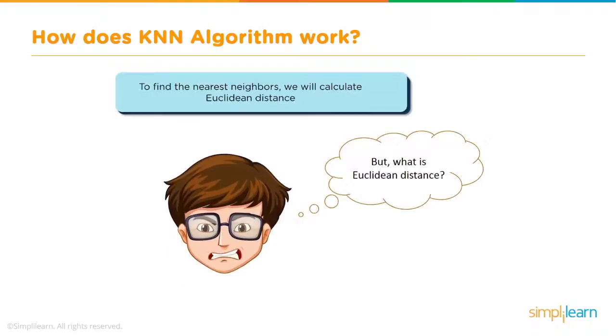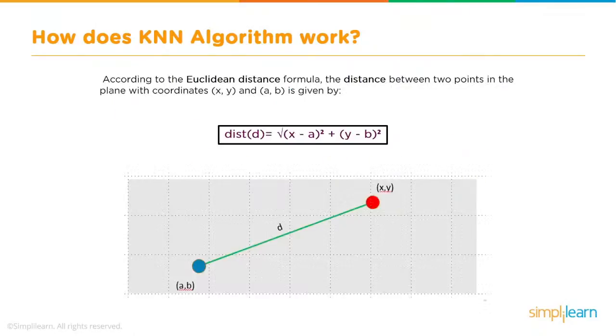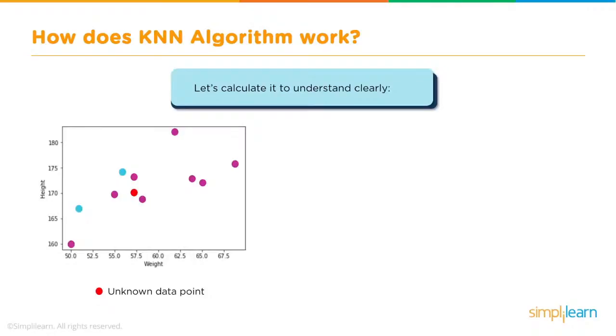To find the nearest neighbors, we'll calculate the Euclidean distance. According to the Euclidean distance formula, the distance between 2 points in the plane with the coordinates x, y, and a, b is given by distance d equals the square root of (x minus a) squared plus (y minus b) squared. And you can remember that from the two edges of a triangle. We're computing the third edge since we know the x side and the y side. Let's calculate it to understand clearly.